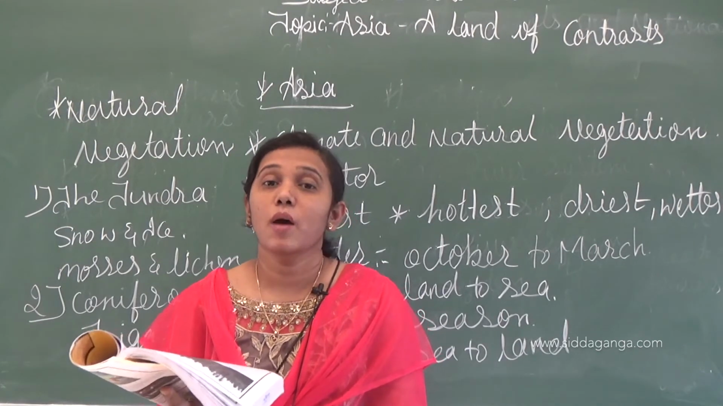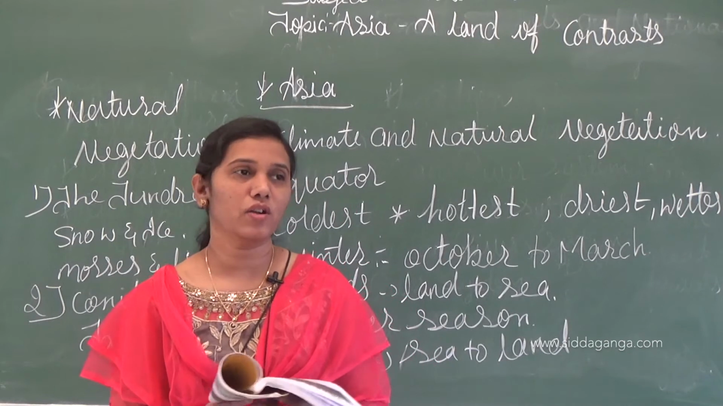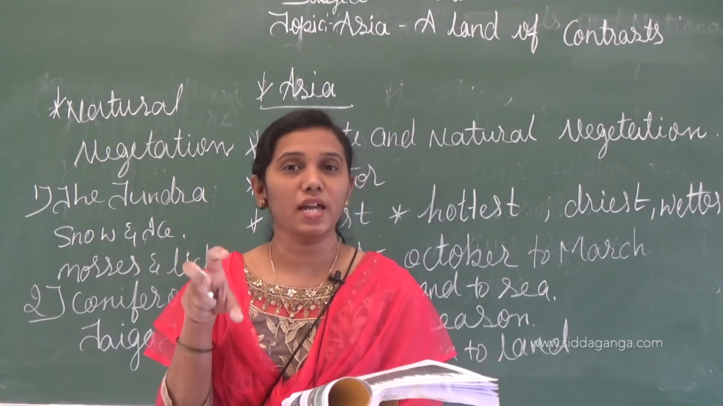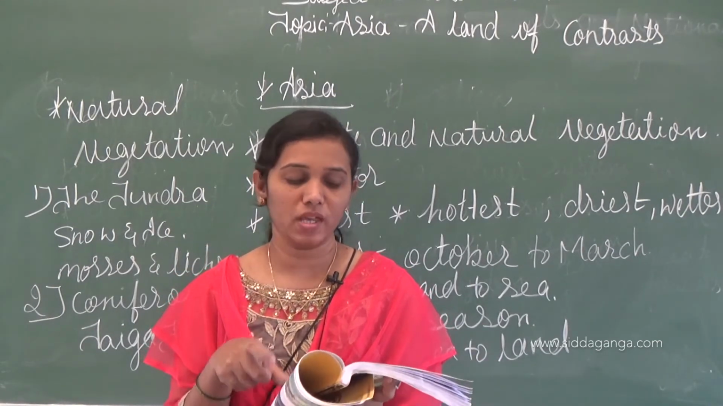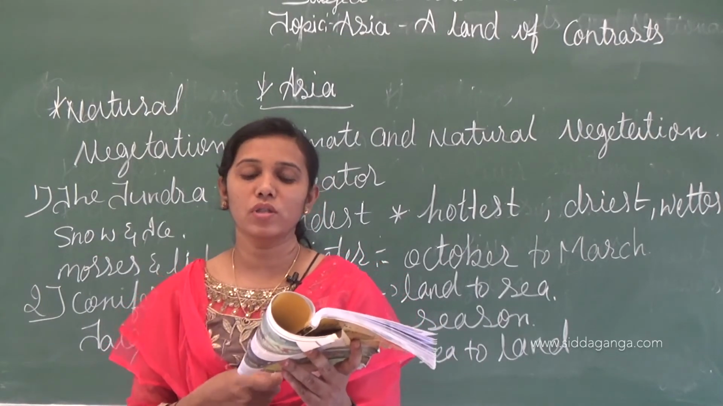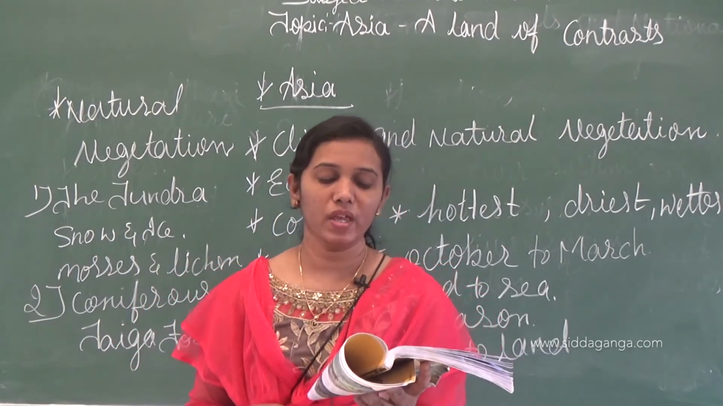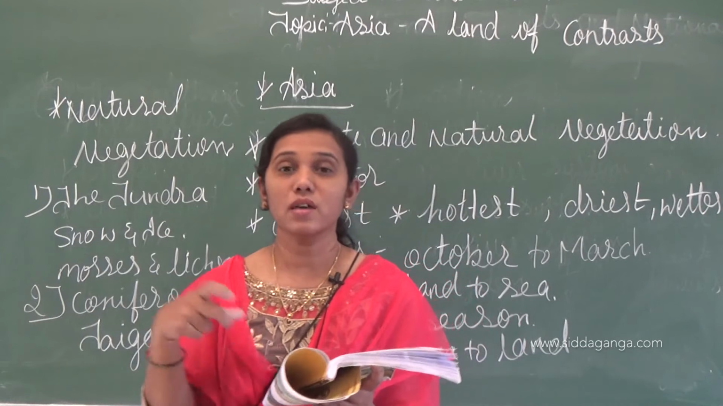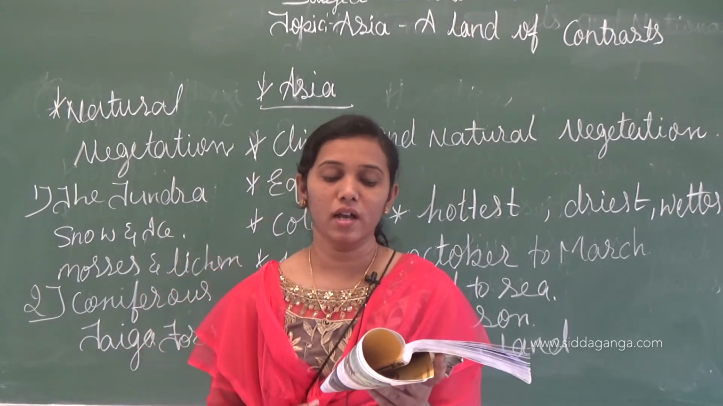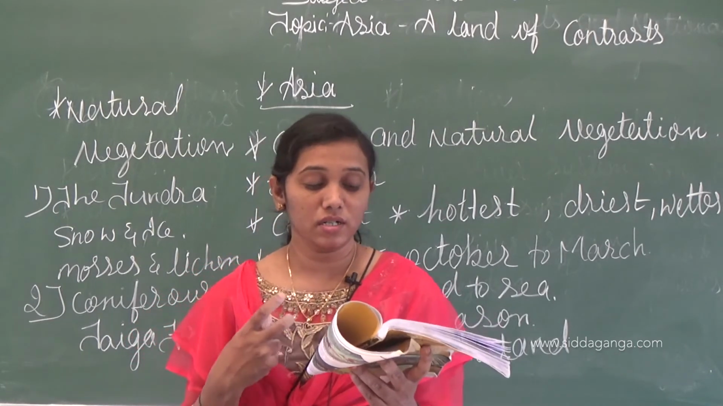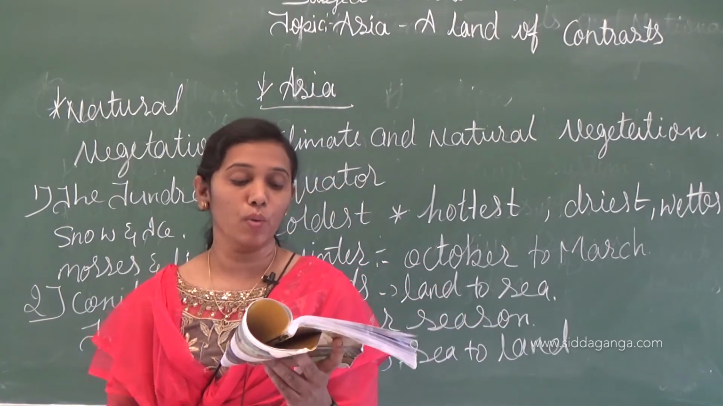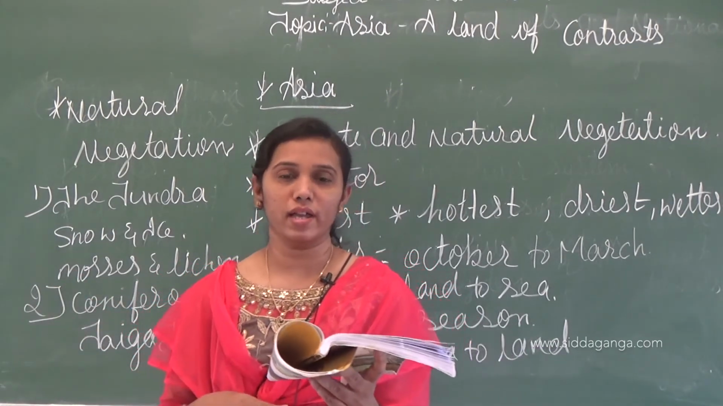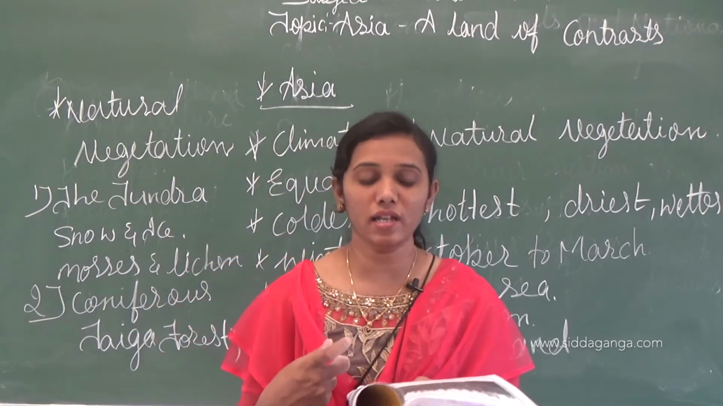Next one is monsoon forest. In the Asian continent, monsoon forests are found in Southeast and South Asia. This region has high temperature and sufficient rainfall, so forests grow here. Teak, sal, banyan, bamboos, sandal and many varieties of hardwood trees are found in this forest. They shed their leaves in autumn.